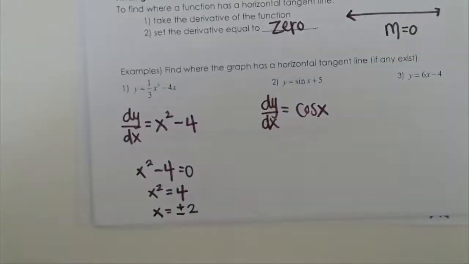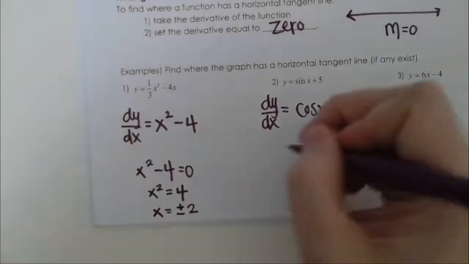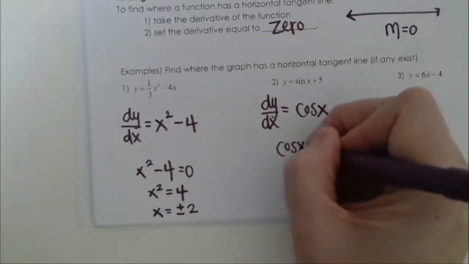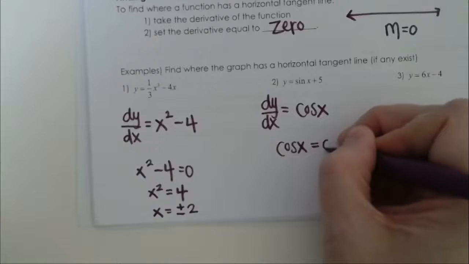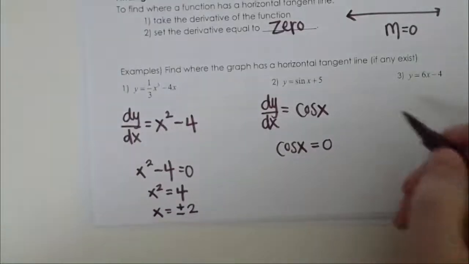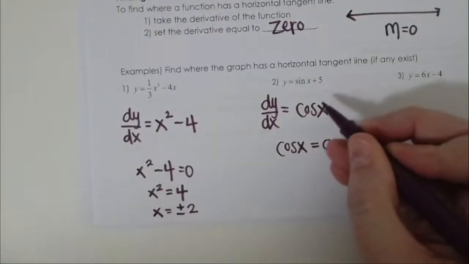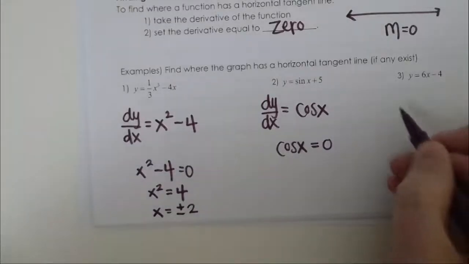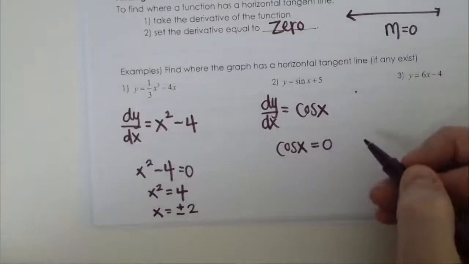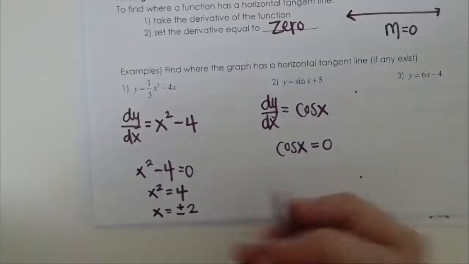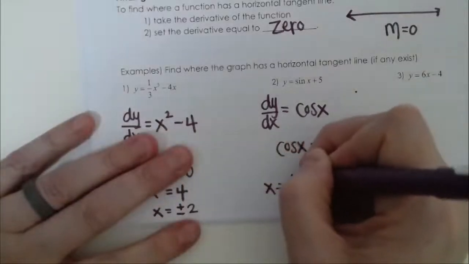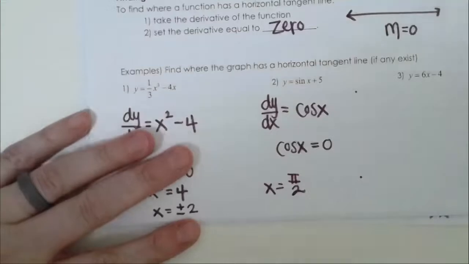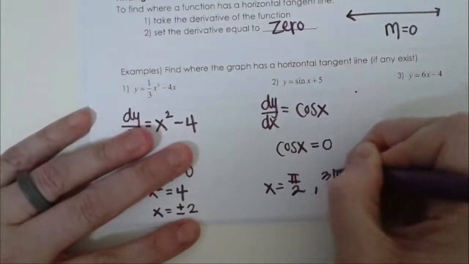The derivative of 5, that's a constant, it's 0, it's gone. So now we think, okay, where is cosine x equal to 0? Think about your unit circle. Where is the x value 0? Well, that's up there at the top and at the bottom. So first x value is pi over 2, and then 3 pi over 2.